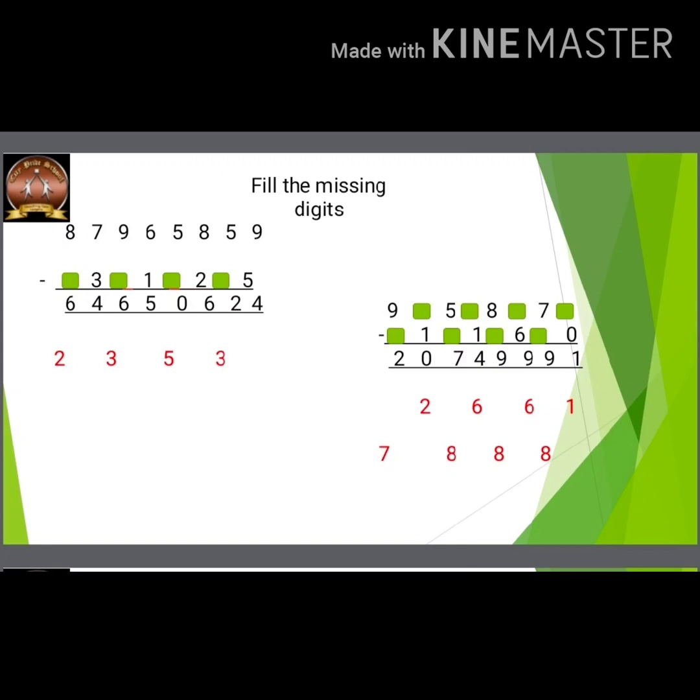Now let us have some tricky subtraction. I hope we all are familiar with subtraction with missing numbers, right children? So the first example is very simple because we don't have to do any borrowing. So please go through the first example. I would like to explain you the second one. Here I can see 9 box, 5 box, 8 box, 7 box, minus box, 1 box, 1 box, 6 box, 0.